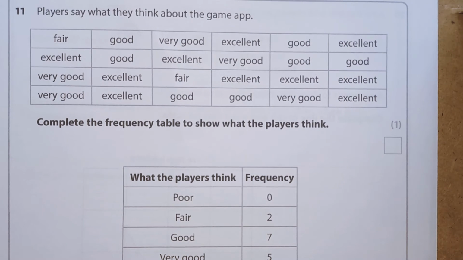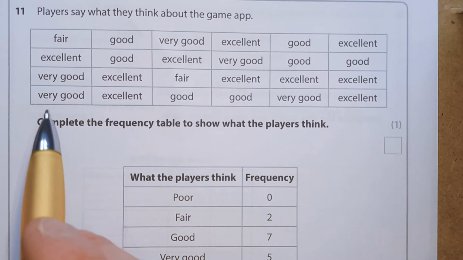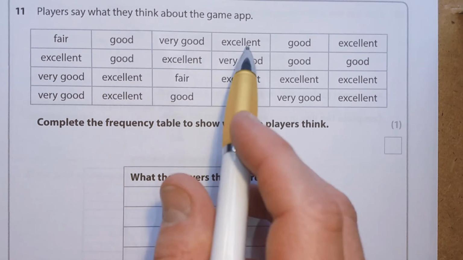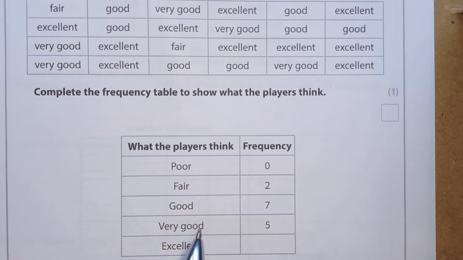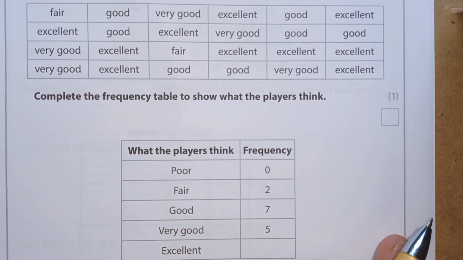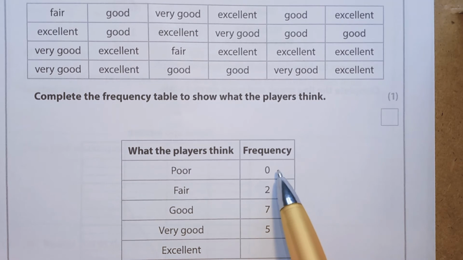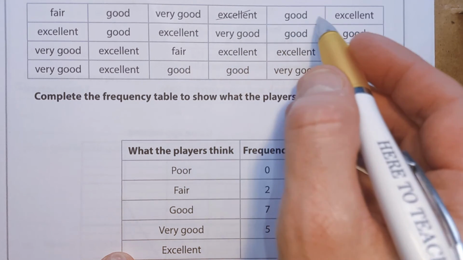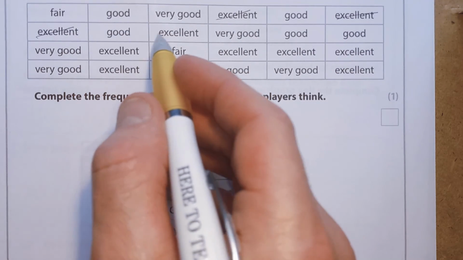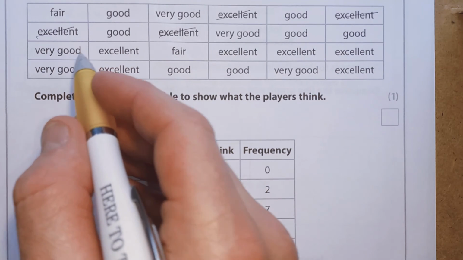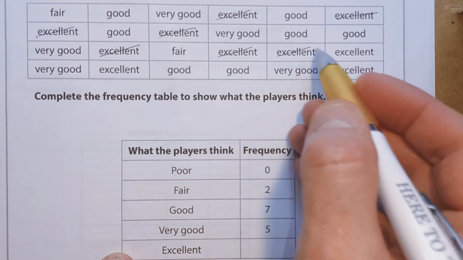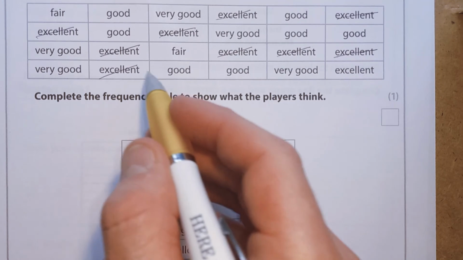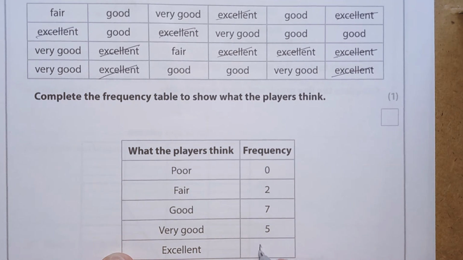Okay. Players say what they think about the game app. And these are their responses: fair, good, very good, excellent. And they've asked us to complete the frequency table to show what the players think. Well, they've already done the total for poor, fair, good, and very good. We just want to know how many people thought it was excellent. So let's go through. We've got 1, 2, 3, 4, 5, 6, 7, 8, 9, 10. There we go.